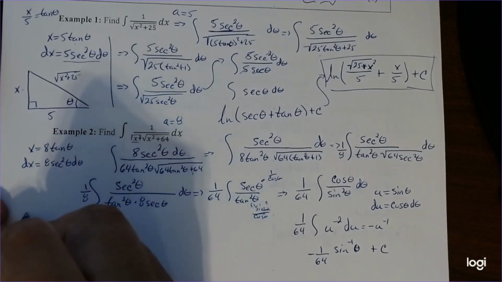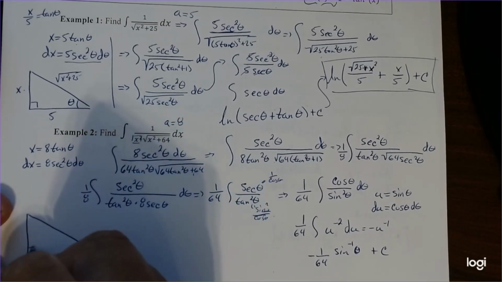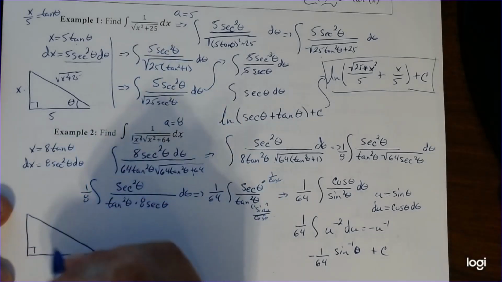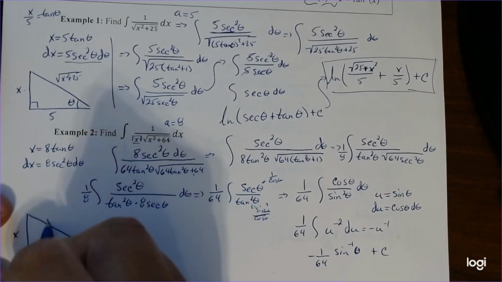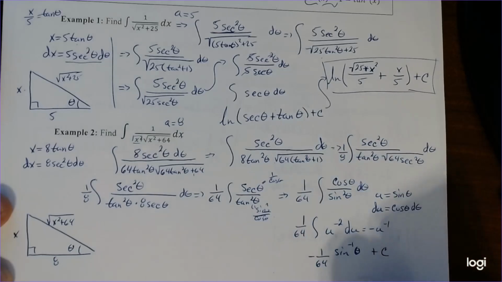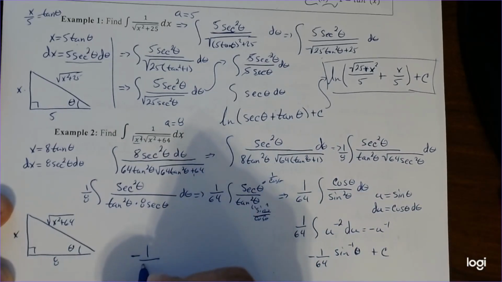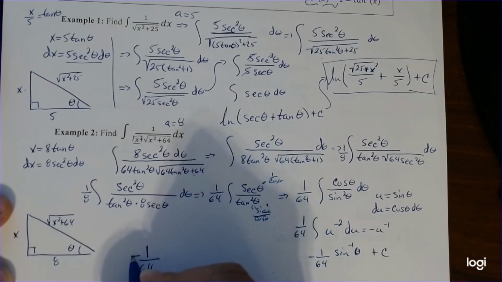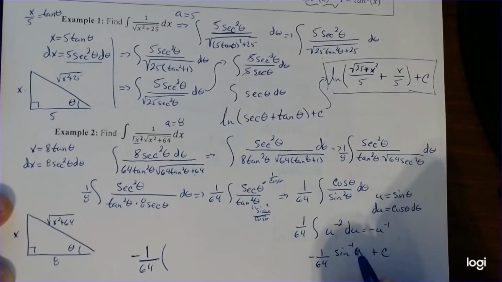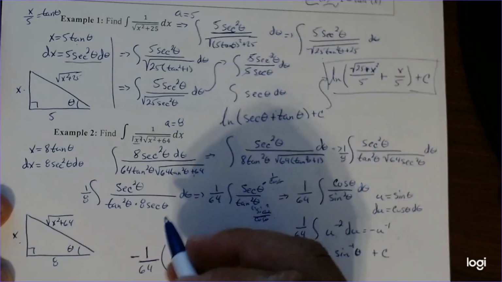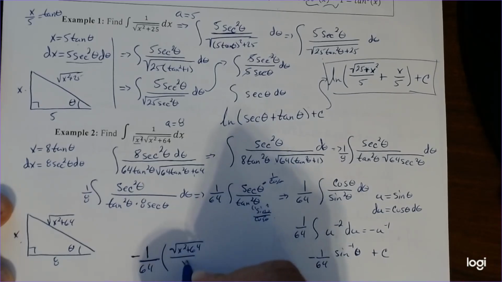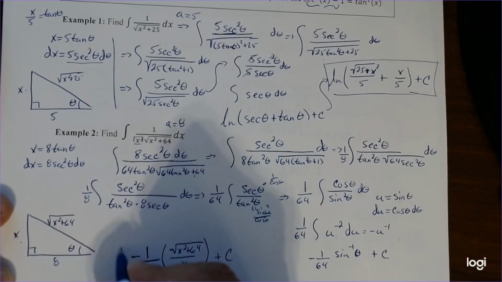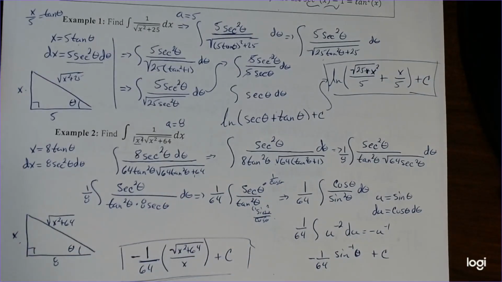Okay. And again, because it's theta and not x, last thing we have to do is make our triangle. So same thing when it comes to it. Tangent is opposite over adjacent. So here's my theta. So this is the square root of x squared plus 64. And since it's flipped, so our final integral is going to be negative 1 over 64 times what sine is. So sine is opposite over hypotenuse, but since it's the 1 over it, it's just going to be flipped. Like that, plus c. All that horribleness is our answer.